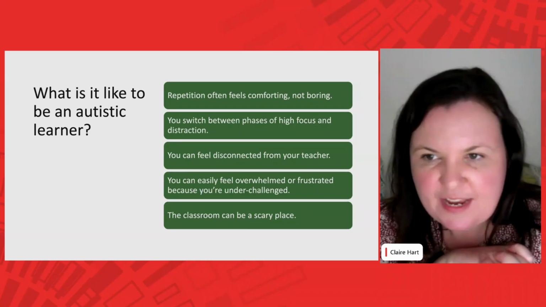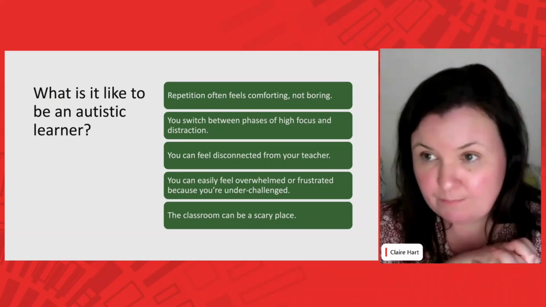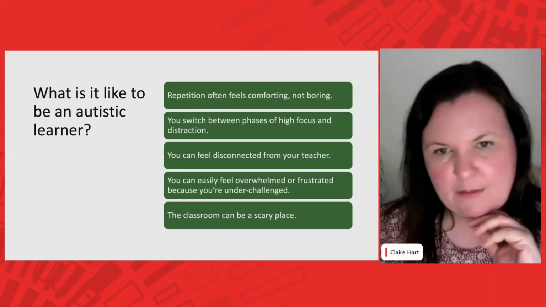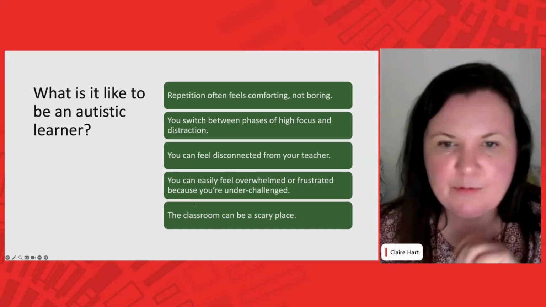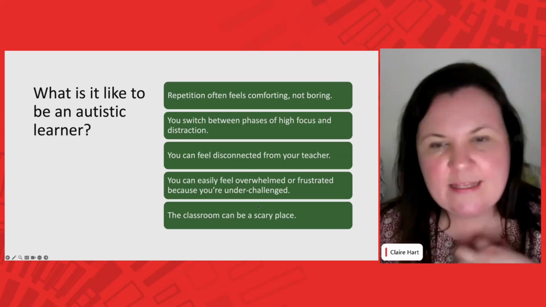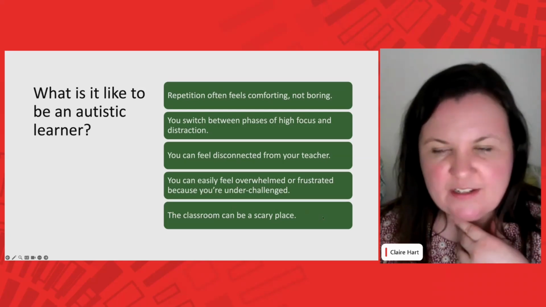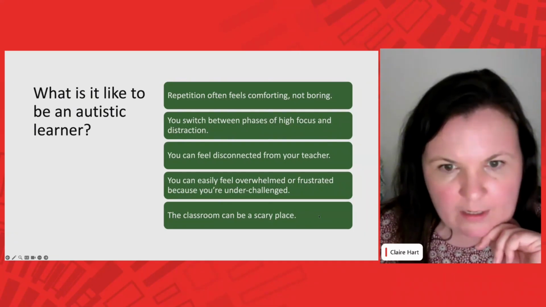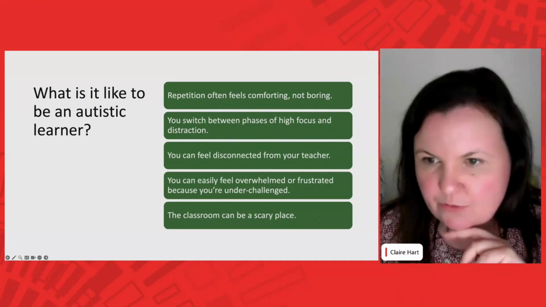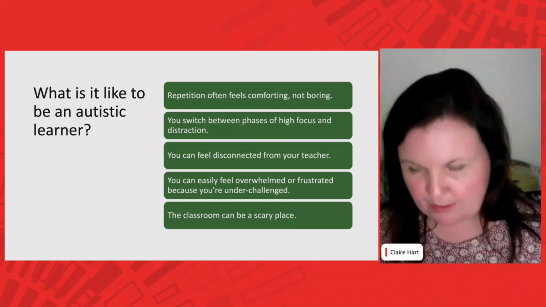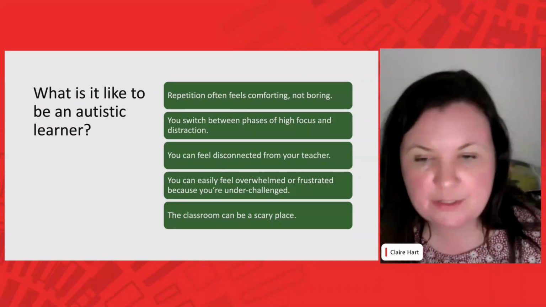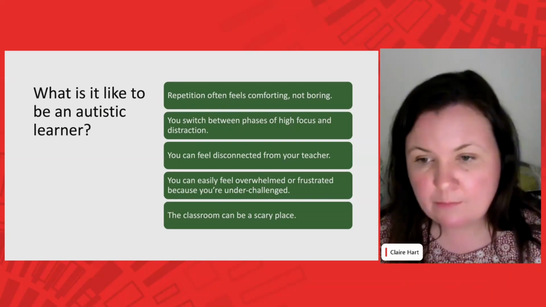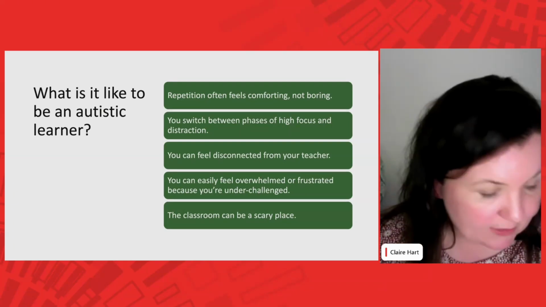They switch between phases of high focus and distraction. This is just because of all the sensory processing going on and all the dealing with social situations. It's like their inner computer is getting a bit hot and then stops working. They can feel disconnected from their teacher, like I mentioned, this kind of perception that their teacher hates them, even though there's no evidence for that. They can easily feel overwhelmed or frustrated because they're under-challenged.